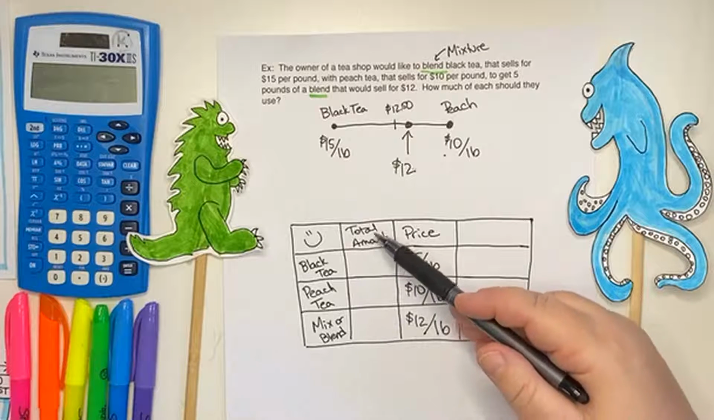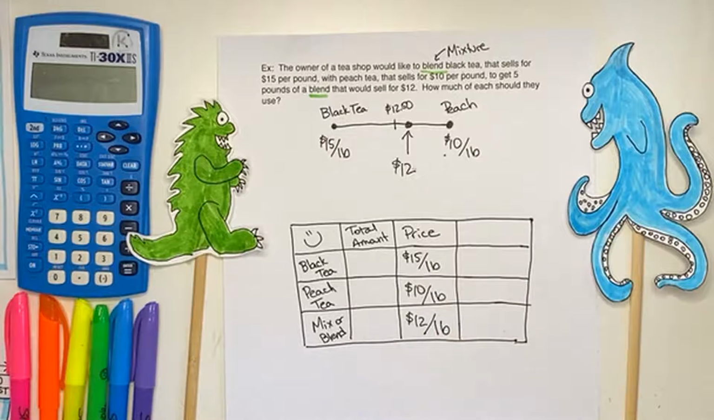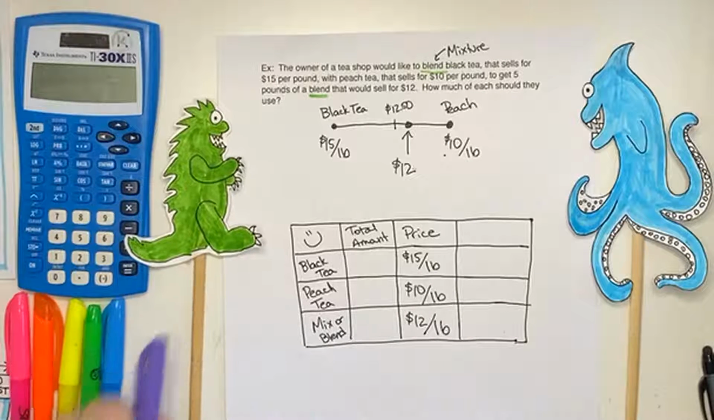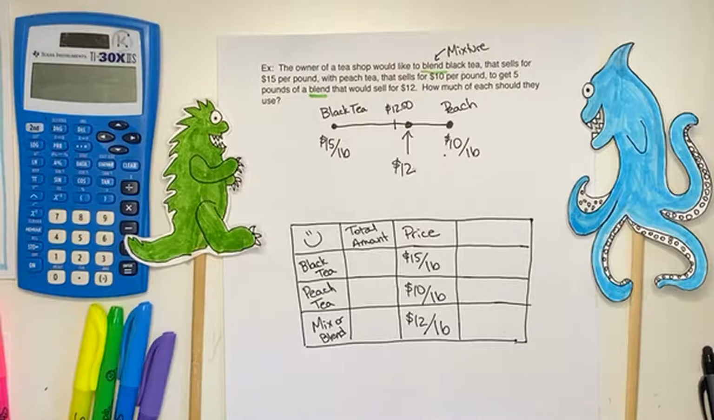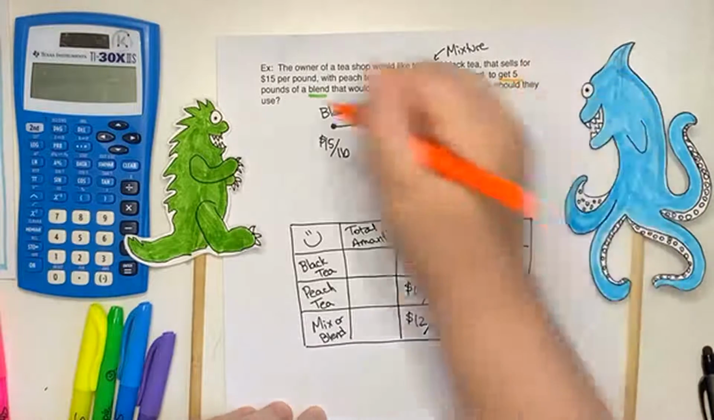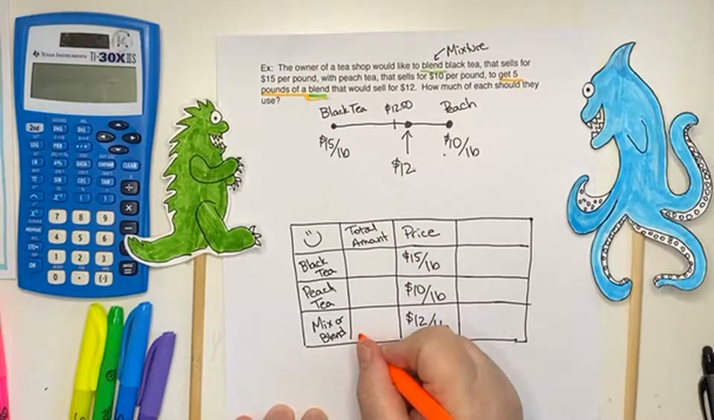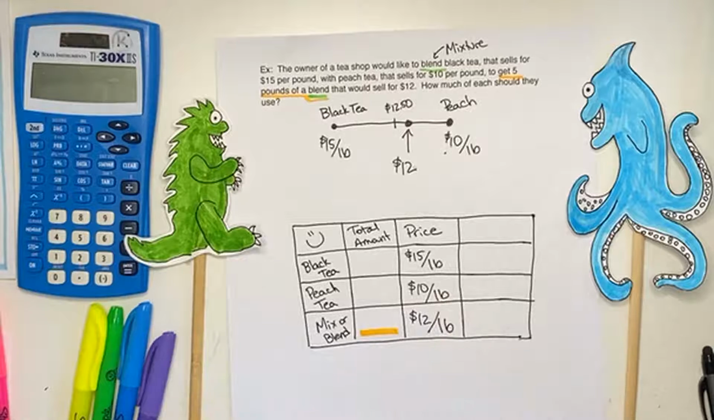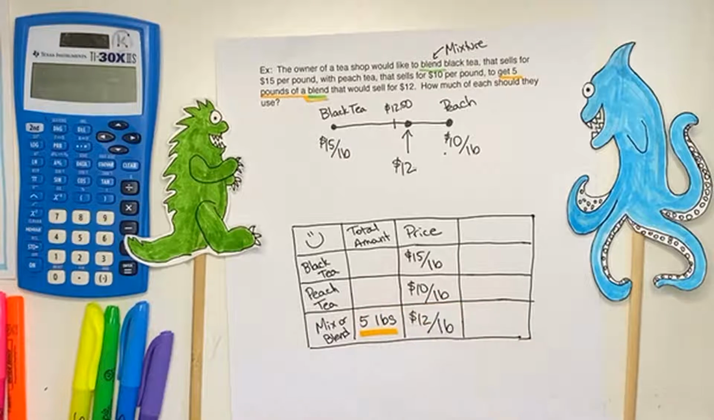And then we look, do we know any total amounts? And the answer is yes, I see a total amount. Let's see, what color have I not used? Let me use orange. I haven't used that in a while. So I'm going to get 5 pounds of a blend. So that means down here, I want to put 5 pounds.